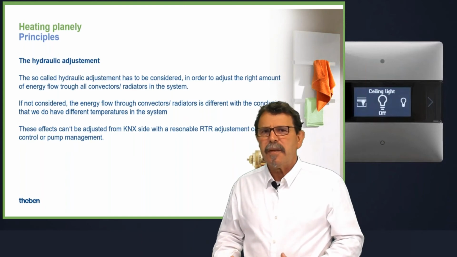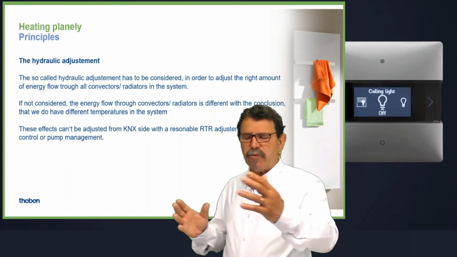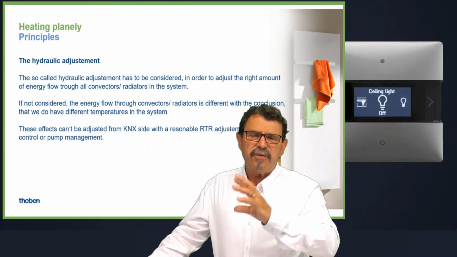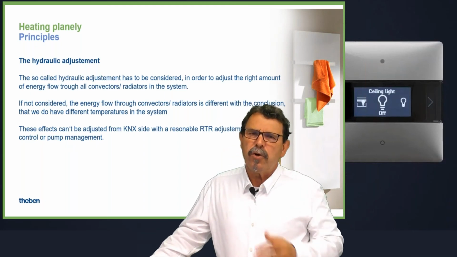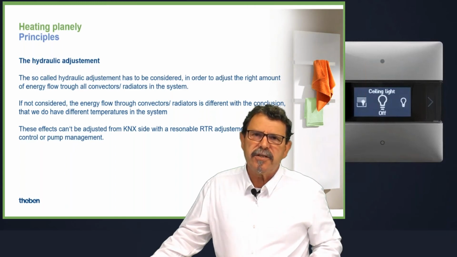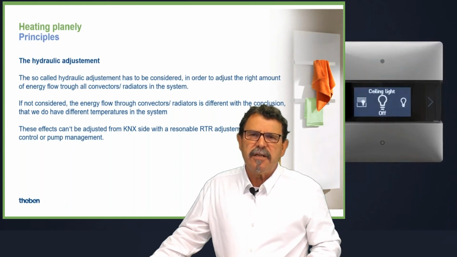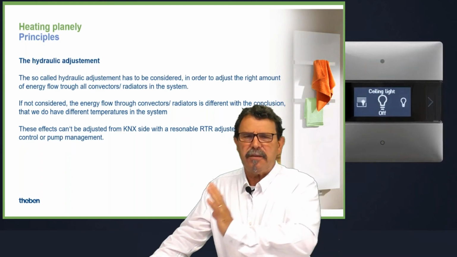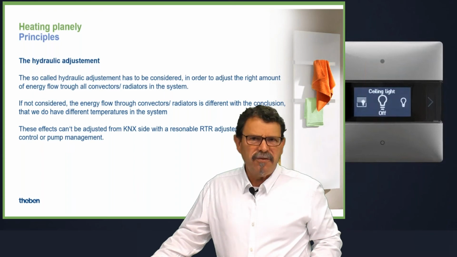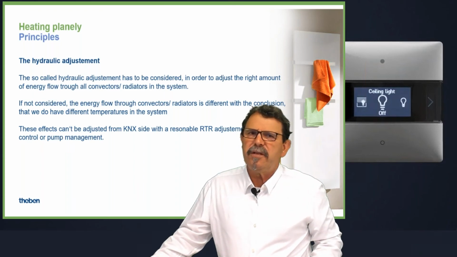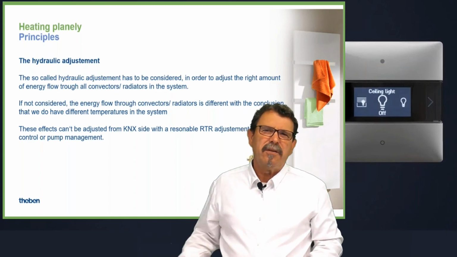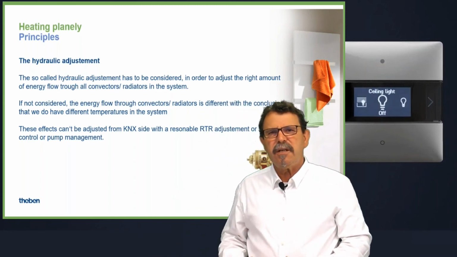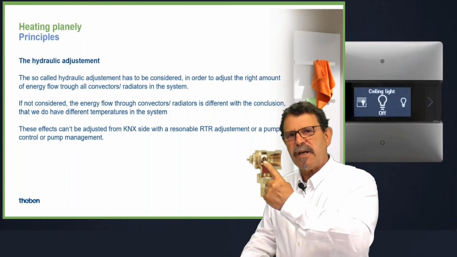So what if, for instance, we have three or four radiators in a room, and when I send with the bus monitor or with the room temperature controller to all four radiators a heating valve value of 100%, so the valves are totally open, but the temperature on these four radiators is different? Then it's definitely the fault that we don't have a perfect hydraulic adjustment. And this is not your turn. This is the turn of the heating specialist. Finally, he has to do the hydraulic adjustment here.